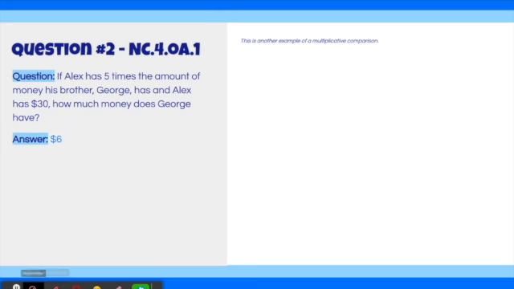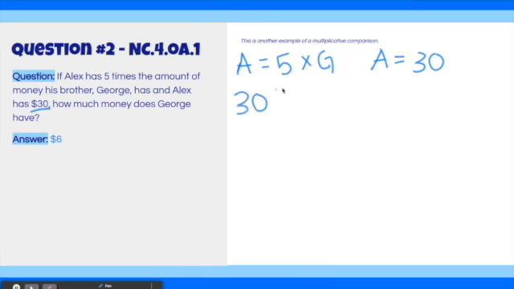So this question is another example of a multiplicative comparison, except this time it's flipped around. So we know that Alex has 5 times what George has. And Alex is represented by the letter A, and George is represented by the letter G. And based on what the question says, we also know that Alex has $30. So that means that $30 is 5 times what George has.